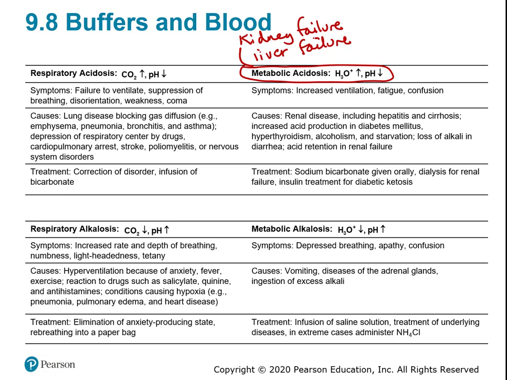Untreated diabetes, because there's a lot of those keto acids. Remember we were talking about diabetes? So you can have excess acid production. Those are really probably the three big ones. Patient comes in, if they're in liver failure, kidney failure, or have very poorly managed diabetes, then they may have acidosis.